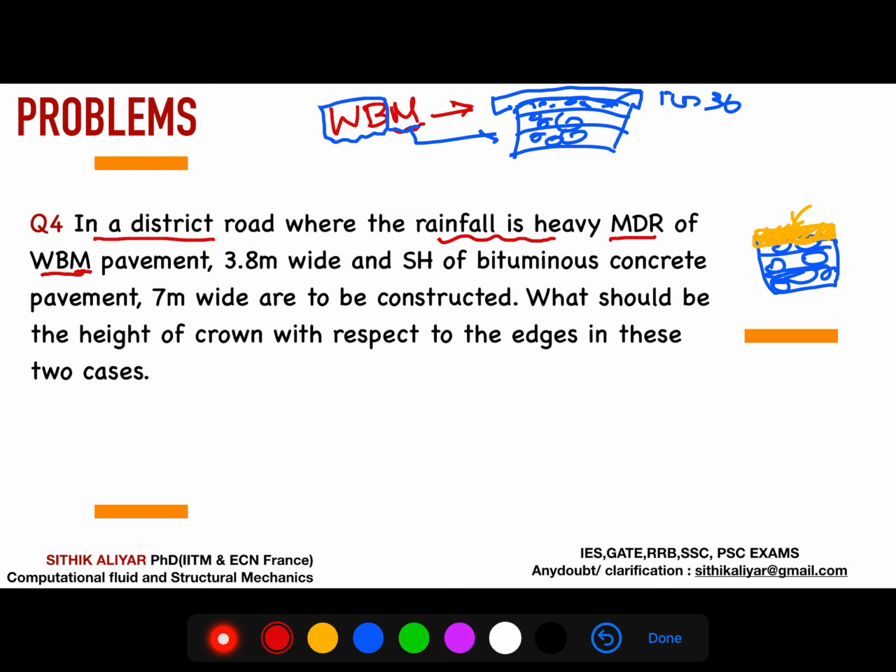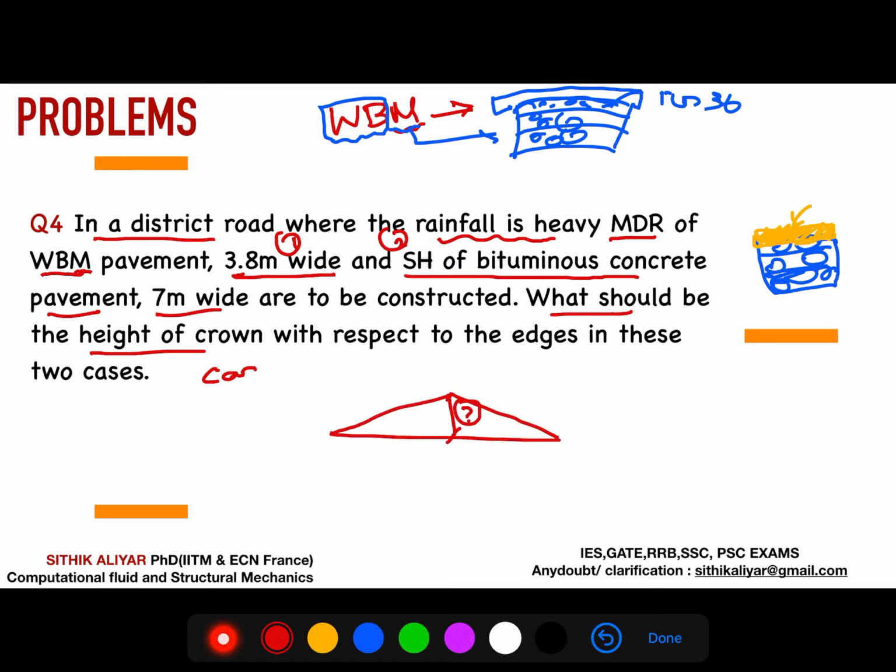So they have given the rainfall is heavy, MDR major district road, it seems, of waterborne macadam road, and they have given 3.8 meter wide. Question number 1. Question number 2, they have given it is a state highway of bituminous concrete pavement, 7 meter wide. So they have given 2 questions. What should be the height of crown with respect to edges? So they are asking the camber's height at the center.